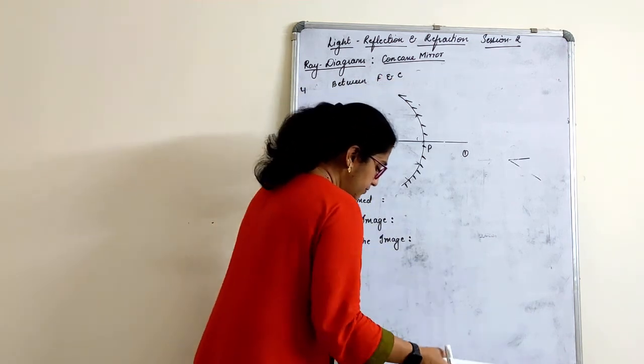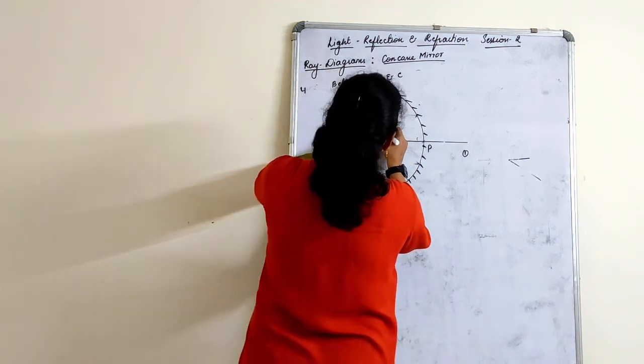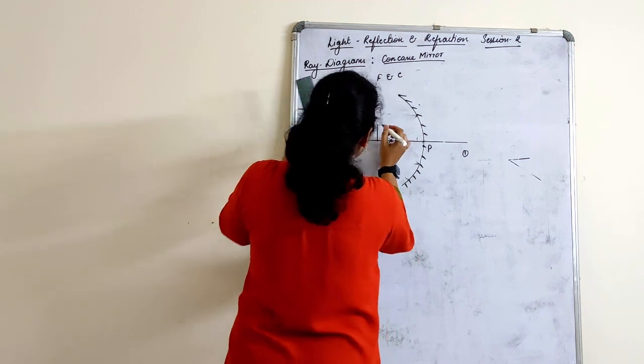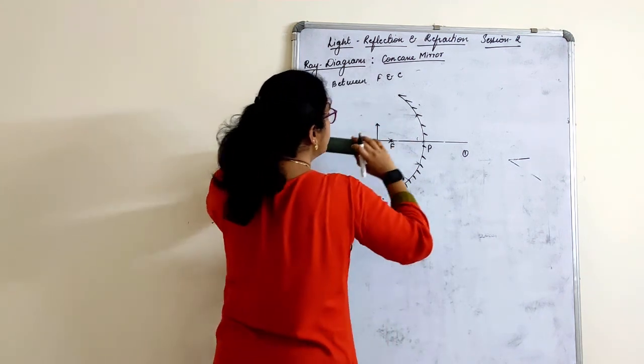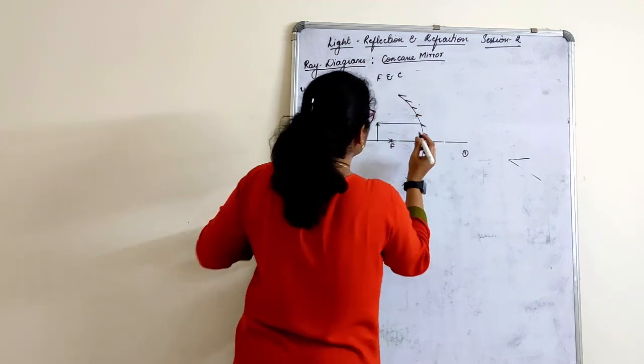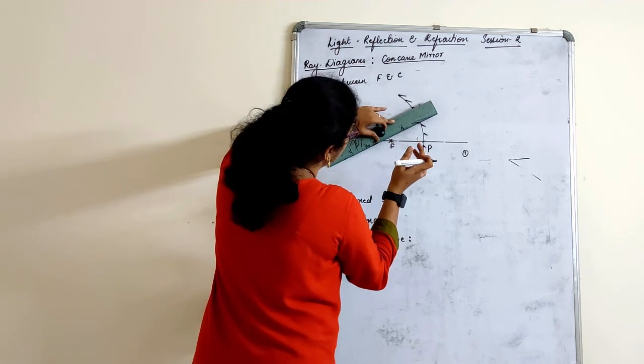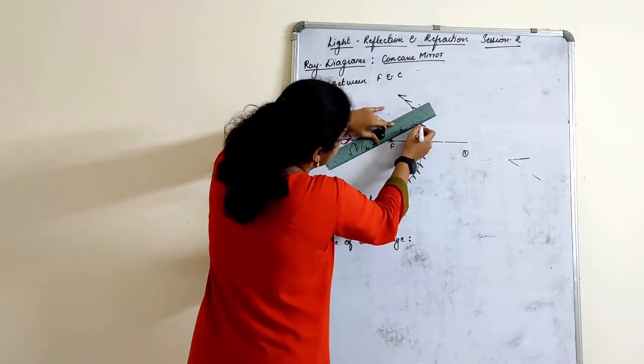So when we talk between F and C, let us keep it. Let me keep the object here between these two, right? First ray goes parallel to the principal axis. As it goes parallel, it has to go through the focus.